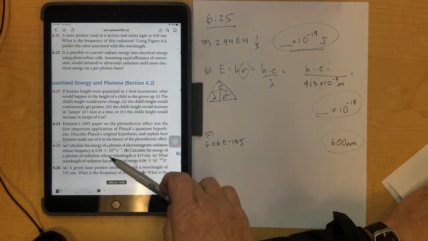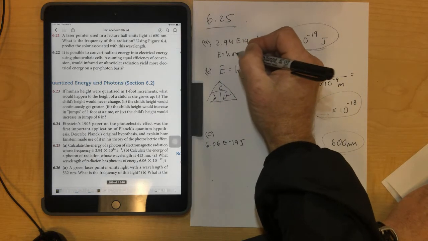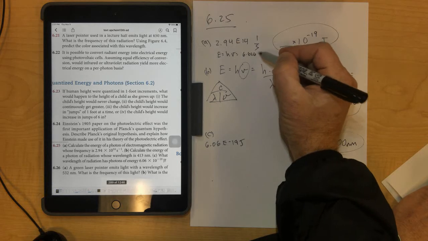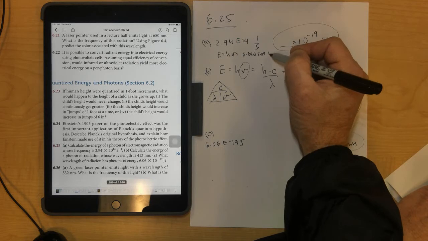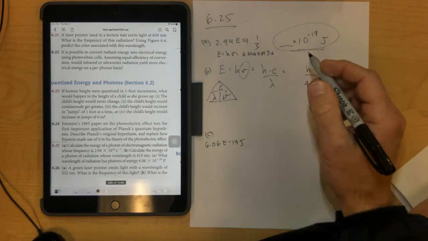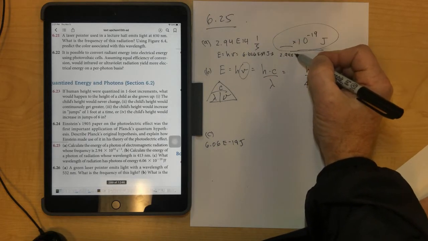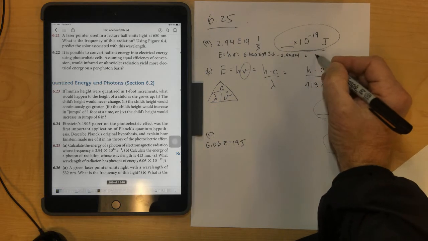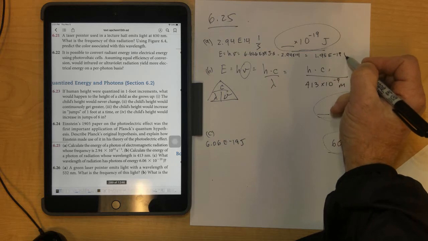calculate the energy of the photon whose frequency is given. So we use the equation E equals h times nu. H, of course, is Planck's constant, which is 6.626 times 10 to the negative 34th joules times seconds. And then multiply that by the frequency, which is 2.94 times 10 to the 14th. So multiply those two together, and we end up with 1.95 times 10 to the negative 19th joules.